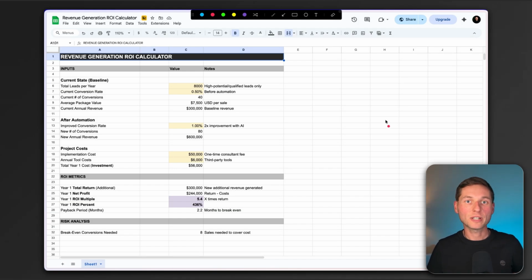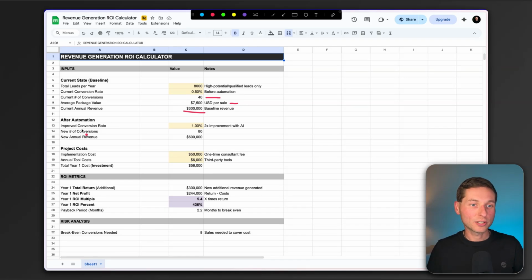Here is a revenue generation ROI calculation that I did for another business. And let me walk you step by step through this example. So first, let's talk about the baseline. This business had around 8,000 high potential qualified leads per year. And their current conversion rate before the automation was around 0.5%. So that results in around 40 conversions per year. And their average deal value, the average package value that they sold, was around 7,500 US dollars. This results in an annual revenue of $300,000, which is our baseline revenue.